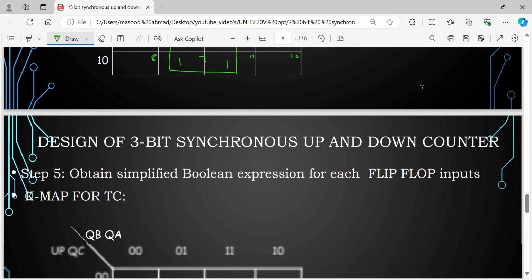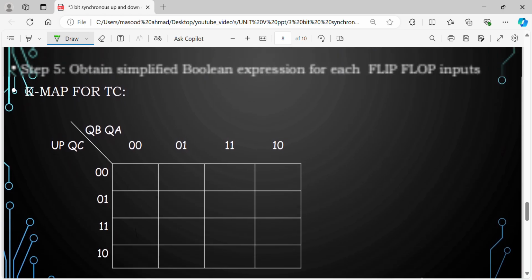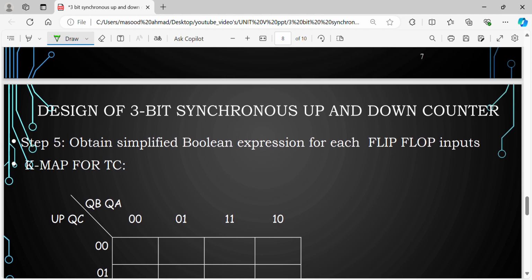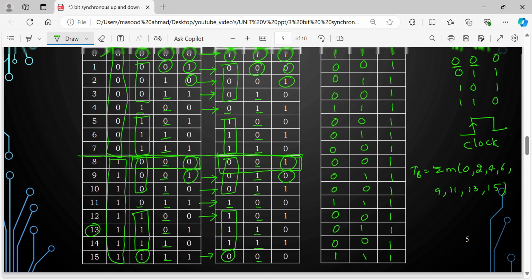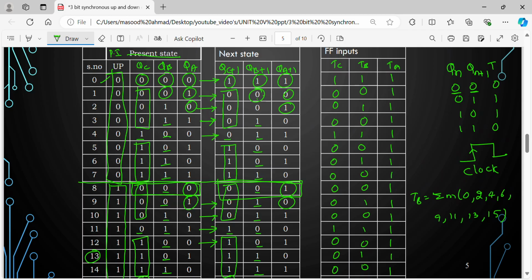Similarly, we need to look at QC bar, QC. So for TC, I need to write the expression for TC, sigma m. What exactly are those values? I need to look at it here from the table, and we will try to use it. TB expression we have already seen, so now the TC expression, sigma m.